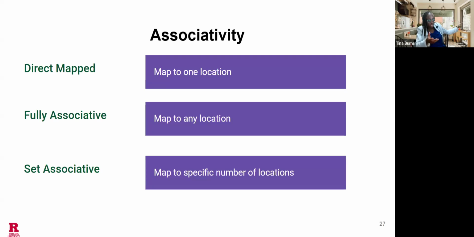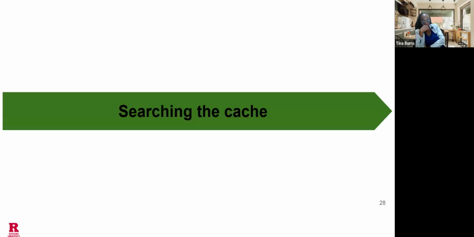And then we have the set associative. Your set associative is the most commonly used one. And that's where you map to a specific number of locations, right? Meaning I have different places. I have a specified number of sets that I can use for this memory address, and that's where I'm going to map it. Now, this will make a little bit more sense as we continue with this example.